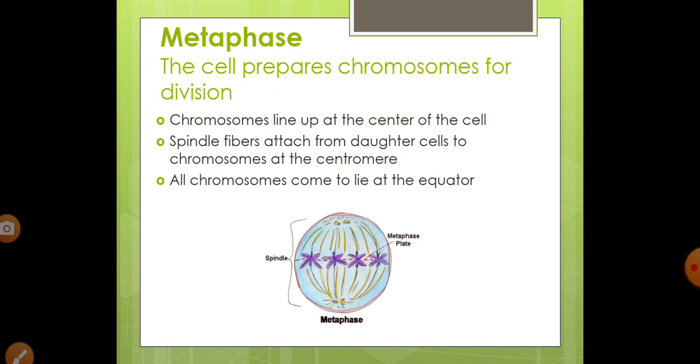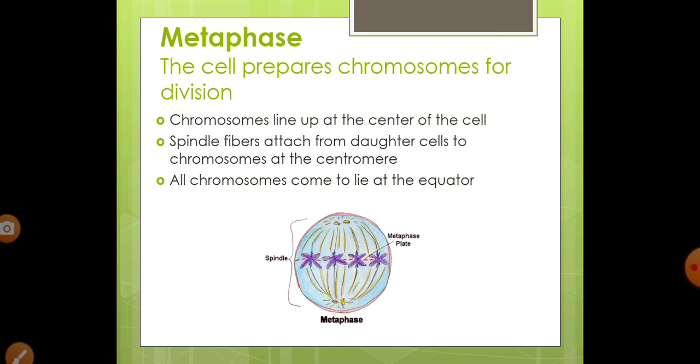Metaphase, the cell prepares chromosomes for division. The complete disintegration of the nuclear envelope marks the start of the second phase of mitosis, which is known as metaphase. Chromosomes line up at the center of the cell. Spindle fibers attach from daughter cells to chromosomes at the centromere.